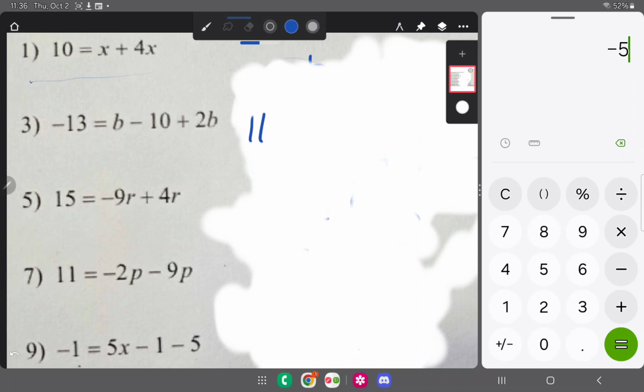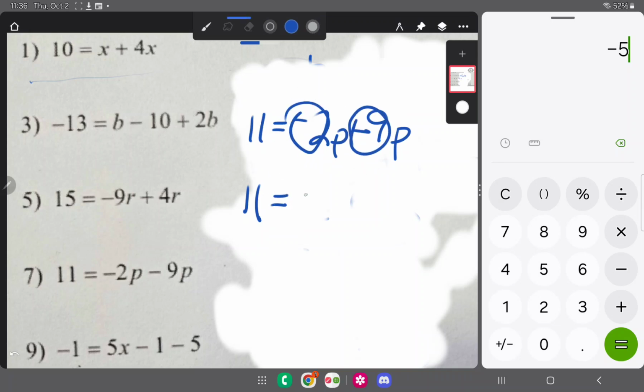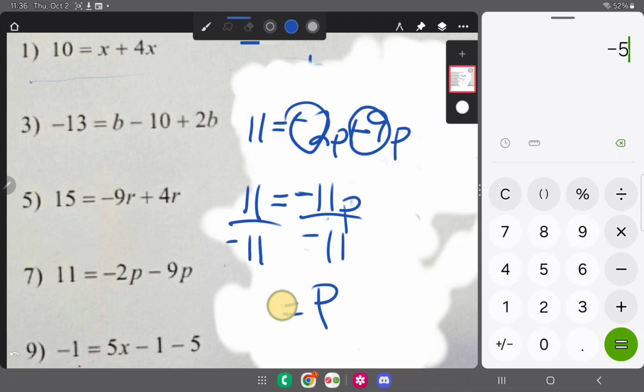So 11 is equal to negative 2p minus 9p. So we have 2 negatives here. I owe $2, and I borrow $9 more, so I'm going to owe $11. So negative 11. If we divide both sides by negative 11, we end up with p, and we isolated it. And 11 divided by negative 11 is negative 1. Okay, next one.